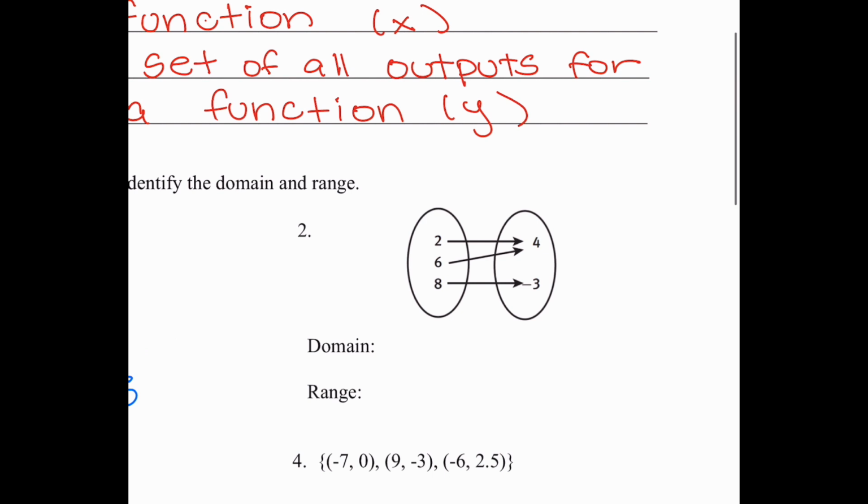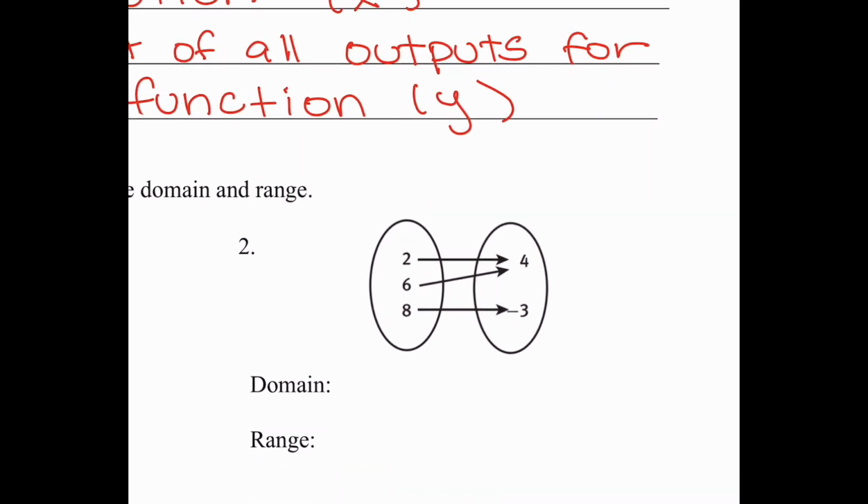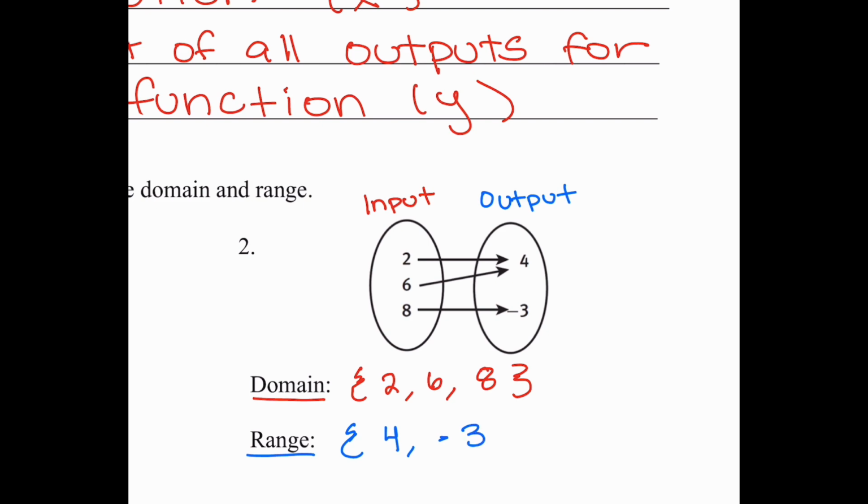Let's try number 2. Even though it's not written, I know the first circle are my inputs, and that is domain. So my domain would consist of the numbers 2, 6, and 8. And I know my second circle are all of my outputs. That is my range. So my range would be the numbers 4 and -3.